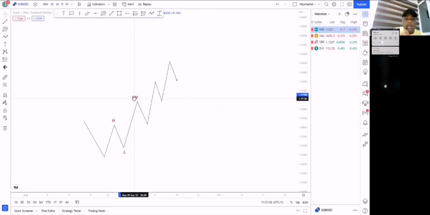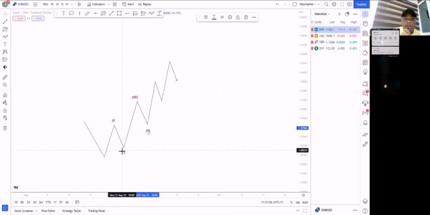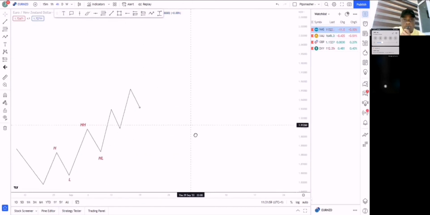Why this is a higher high is because this high we have here is higher than this previous high. And then we'll have a higher low here. Why this is a higher low is because this low is higher than this previous low here. So that's basically how an uptrending market moves.